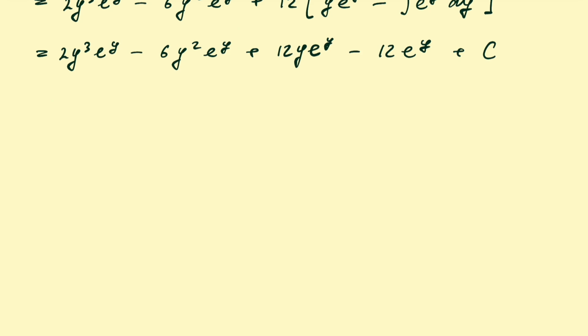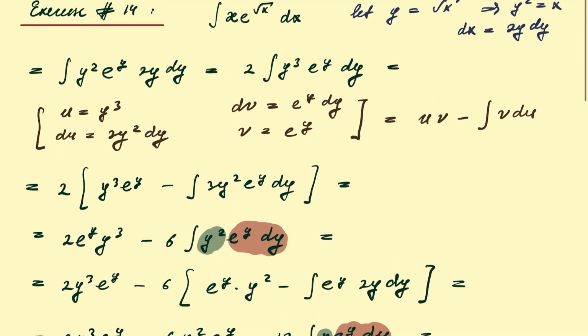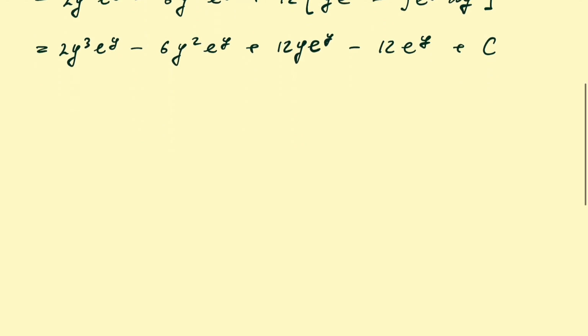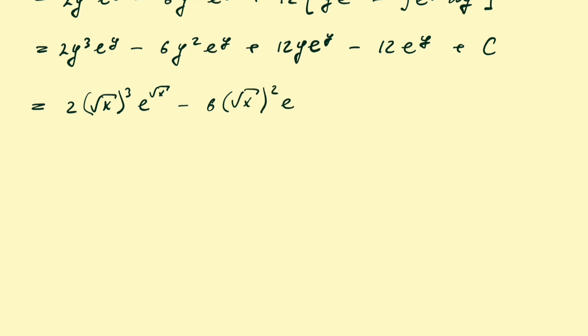Now all that remains is to substitute it back. Remember, we had here that y is actually square root of x, so let's clear it up. It's 2 times square root of x cubed e to the square root of x minus 6 times square root of x squared e to the square root of x plus 12 times square root of x e to the square root of x minus 12 times e to the square root of x and plus c.